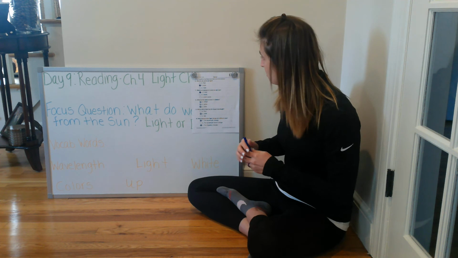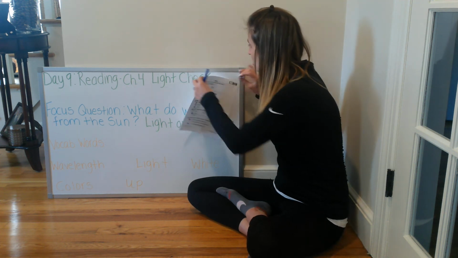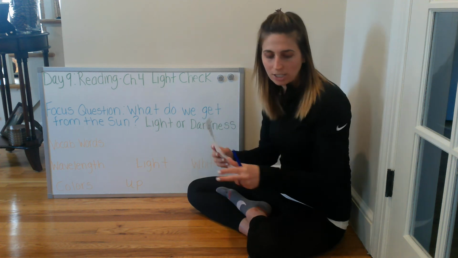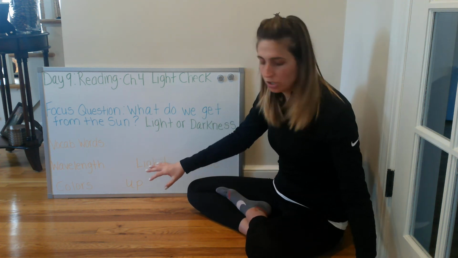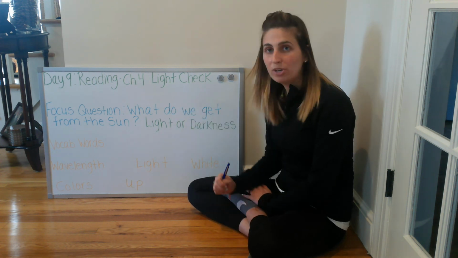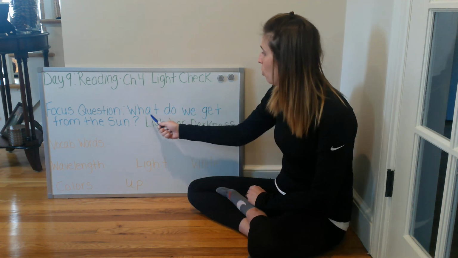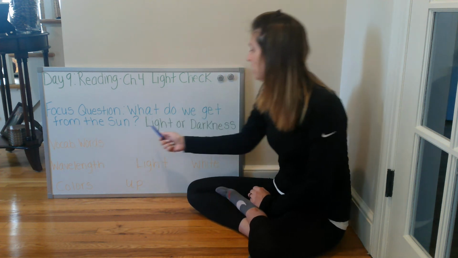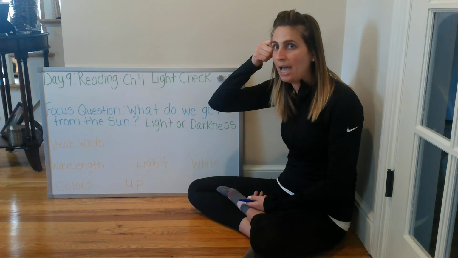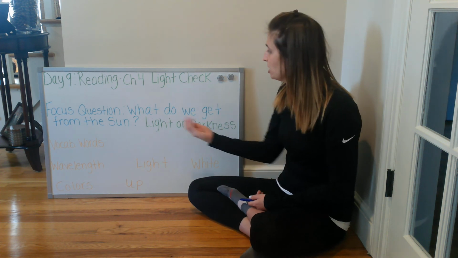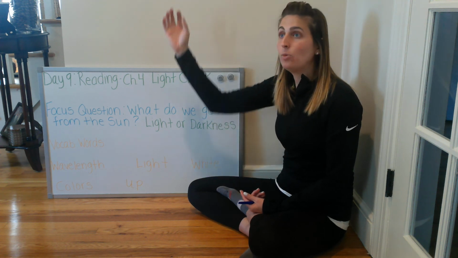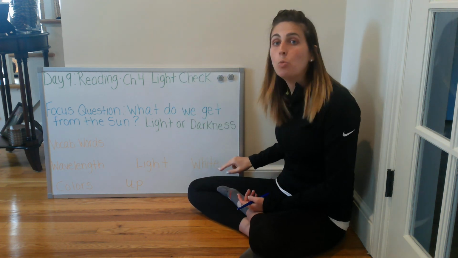So now what we're going to do, just to close out our lesson, is we're going to revisit our focus question, and we're also going to revisit our vocab words. So I'm going to reread our focus question, which was, what do we get from the sun? Light or darkness? So I want you to remember the answer that you had, and the correct answer is light. We get light from the sun, and the light that we see from the sun is actually white light.